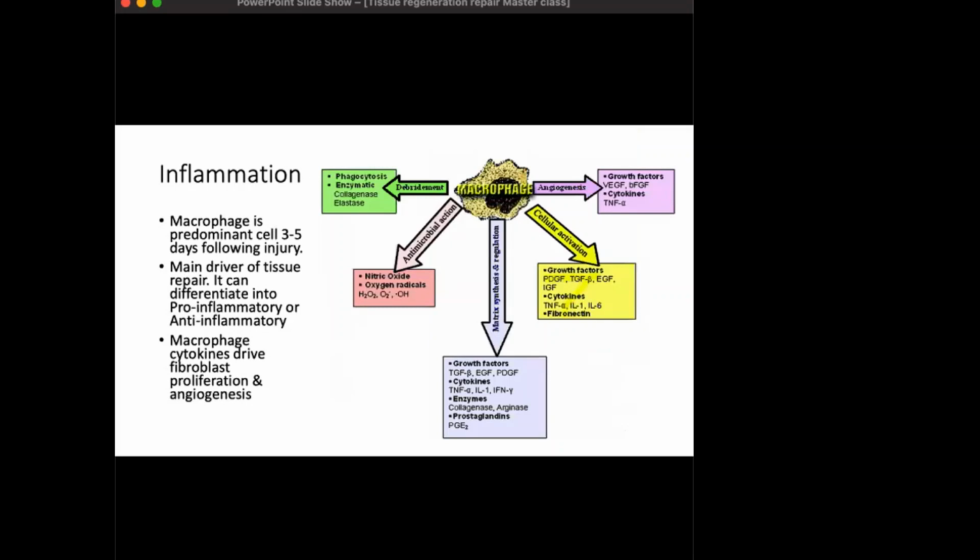Next, the main or predominant cell during this phase is the macrophage. As you can see in the diagram, it has lots of function. It's not just debridement and antimicrobial action, it is also the driver for the next stage, which is the proliferation phase. Okay, because it secretes mediators and cytokines that attract fibroblasts and also induce angiogenesis and other growth factors.